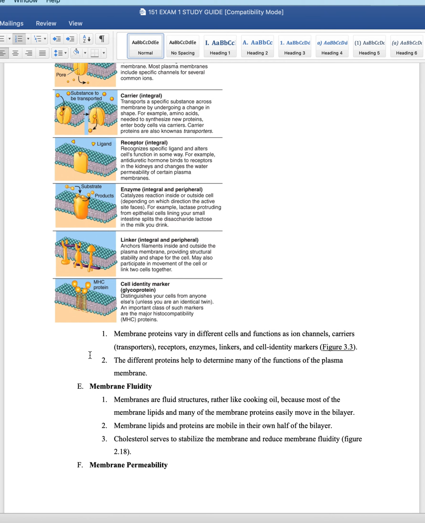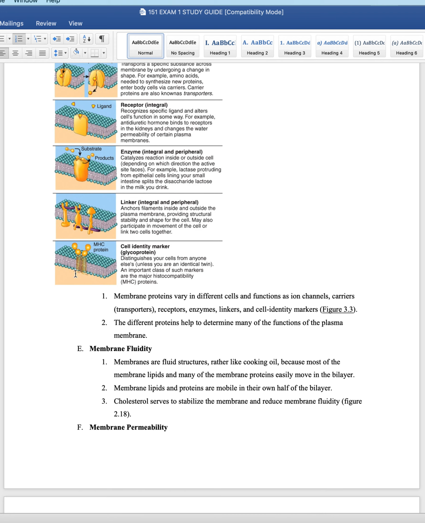And last but not least, we have identity markers, glycoproteins that say, hi, I'm a heart cell, I'm a human heart cell, I'm Dr. Griffiths' human heart cell, right? These glycoproteins are going to distinguish your cells from anyone else's. And these are going to be really important for the MHC proteins, major histocompatibility proteins, right? That's an entire class of identity markers.